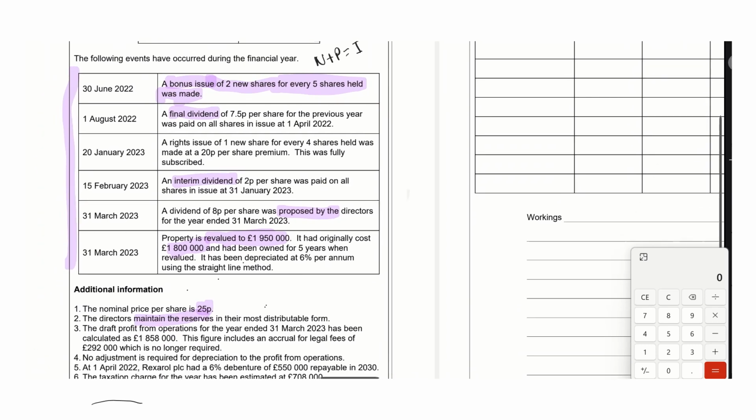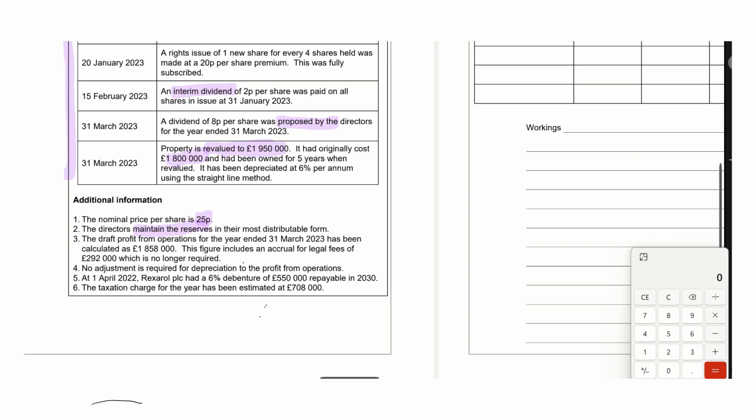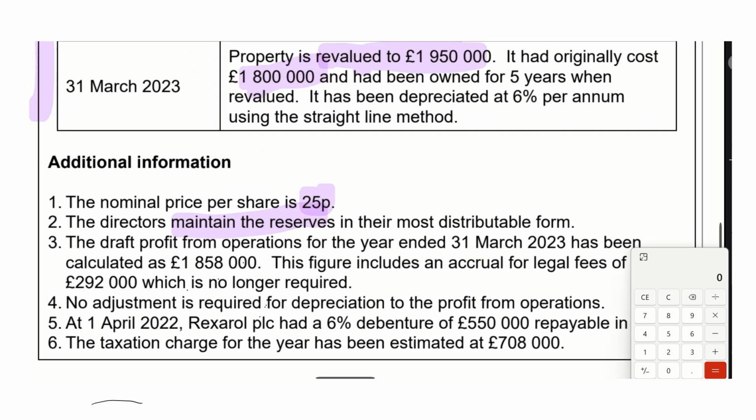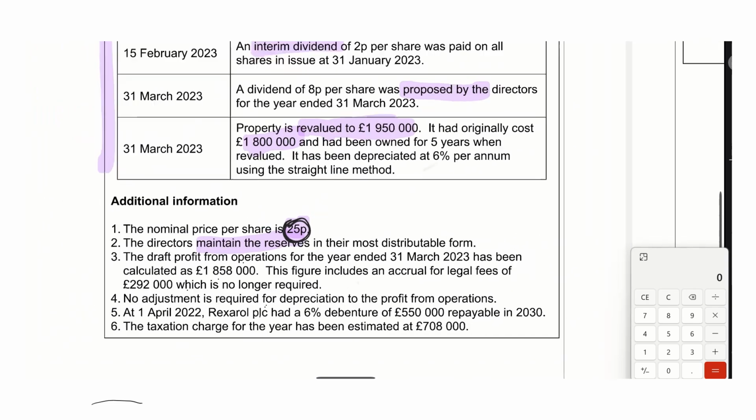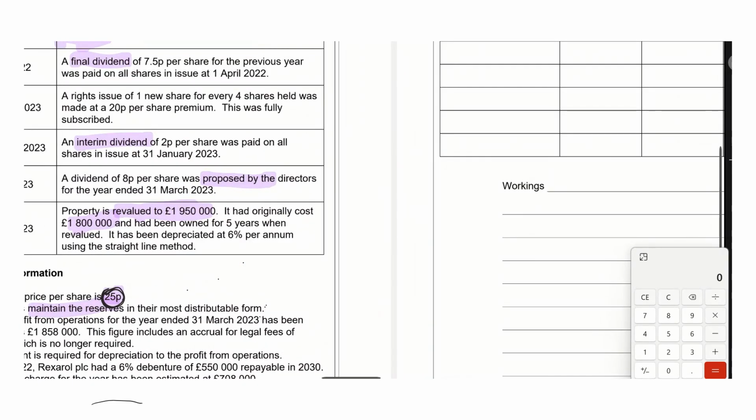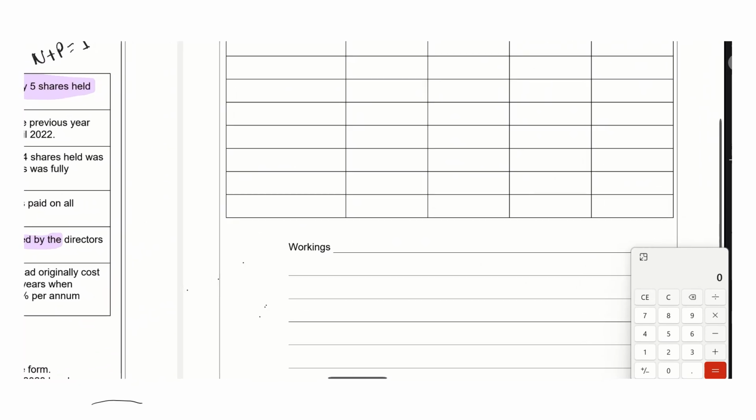So let's have a look at whether we have any information about the nominal value. If we look at adjustment number 1, it says the nominal price per share is 25p. That means you are selling every single share for 25p based on the share capital. Now this will allow us to work out how many shares we have issued. We do 1.4 million divided by 25p. In order to raise 1.4 million at 25p each, how many shares must we have issued?